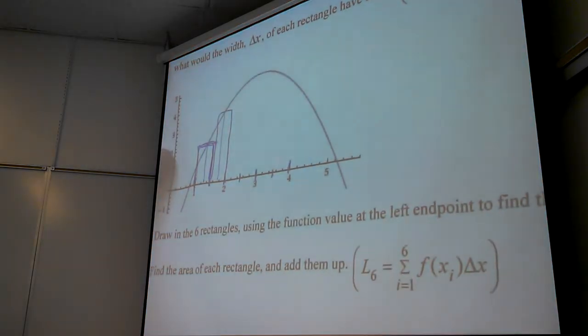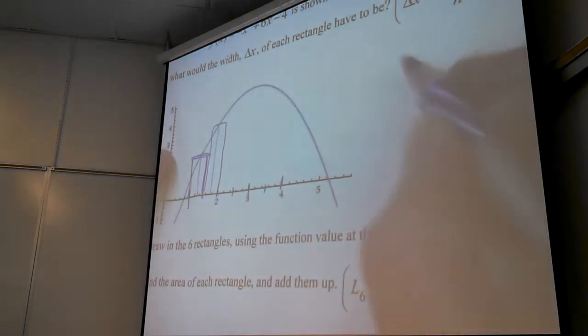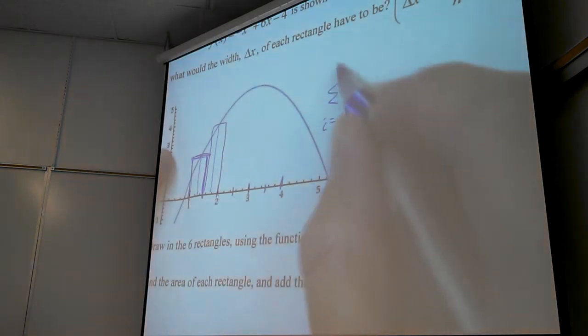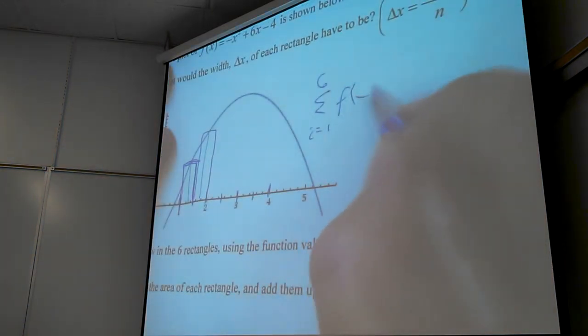And so forth. So basically, if I do the sum, i equals 1 to 6, f of x delta x.